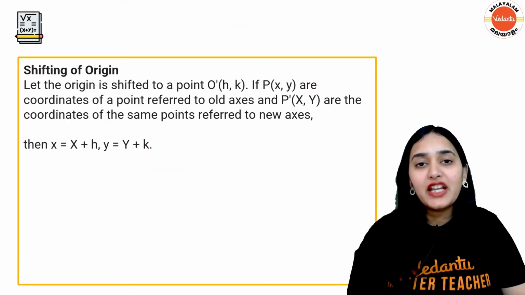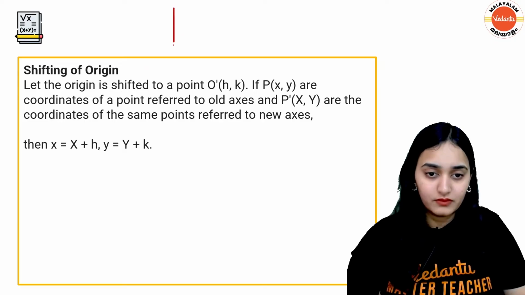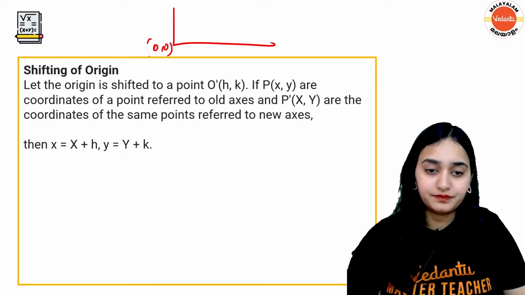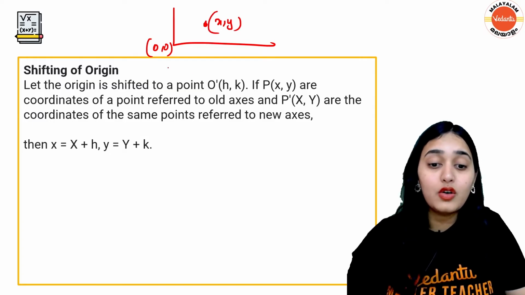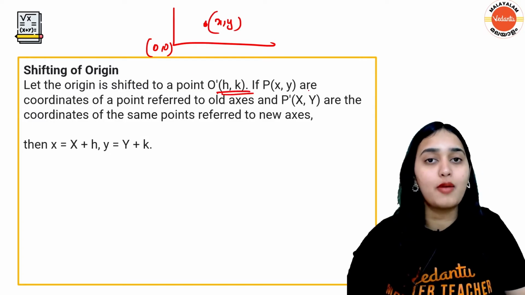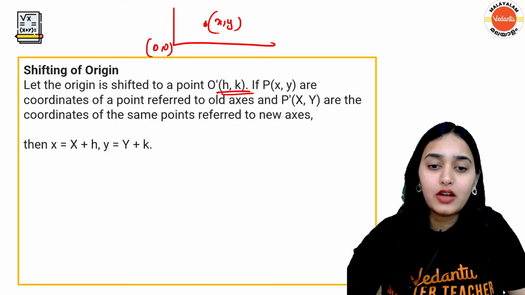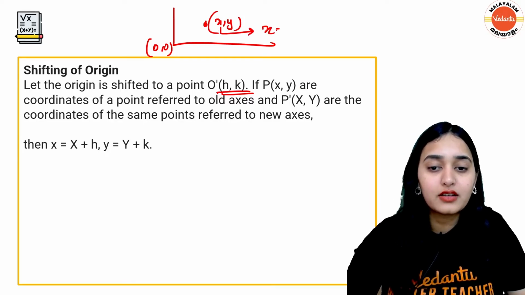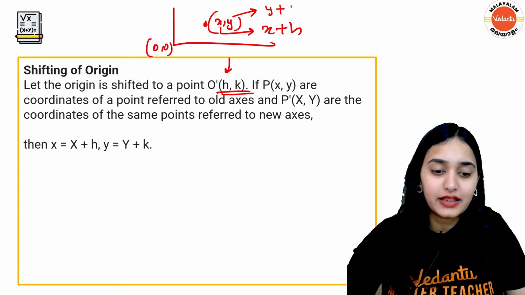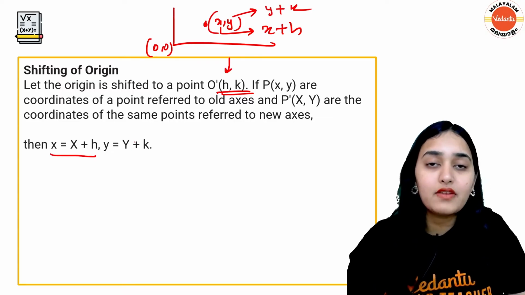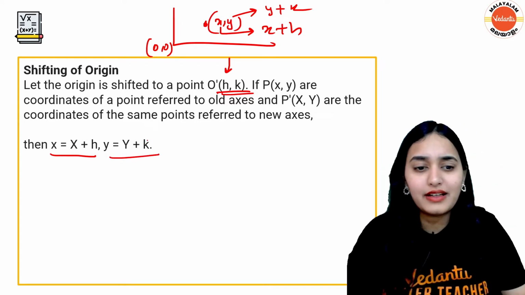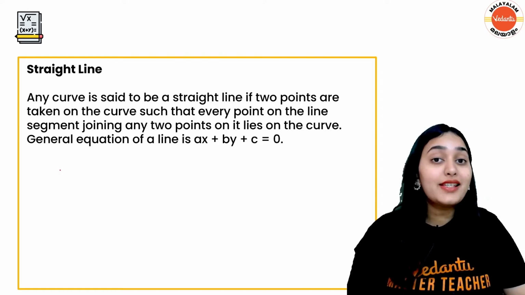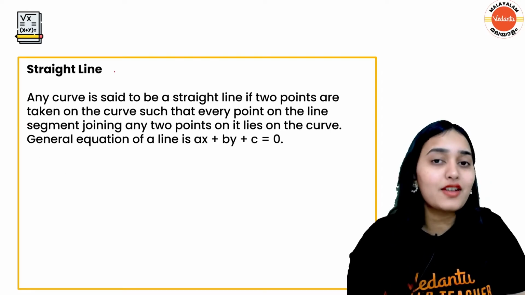Next, shifting of origin. With respect to your origin, if you have a point x, y, now your origin has shifted to a point h comma k. So simply your x coordinate will also shift h distance, your y coordinate will shift k distance. So your x coordinate will become x plus h, your y coordinate will become y plus k. That's so logical, right? Now, what is a straight line and how does the equation of a straight line look?